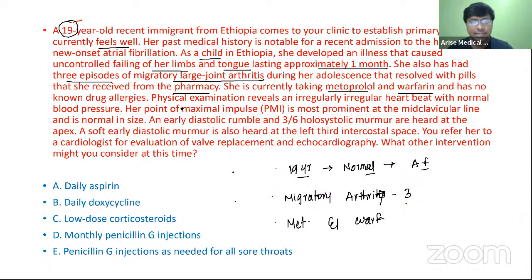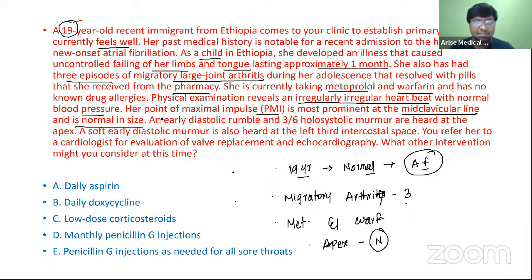Physical examination reveals an irregular heartbeat with normal blood pressure. That means the individual is in atrial fibrillation, because in atrial fibrillation you will have an irregular heartbeat. Her point of maximum impulse is most prominent at the mid-clavicular line and is normal in size. Point of maximum impulse means the apex beat. The apex beat is in the normal position.